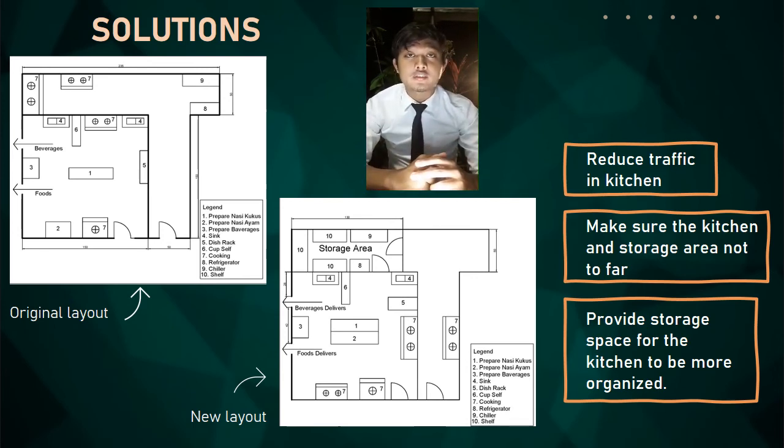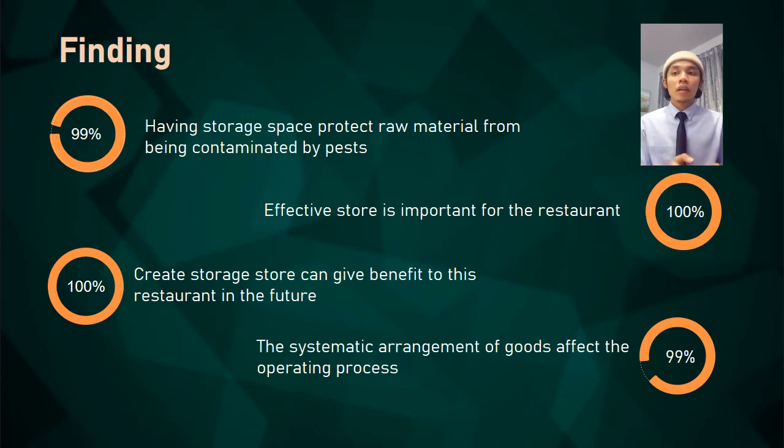Okay, that's all. Next is findings. 99% of respondents agree that having storage space protects raw material from being contaminated by pests such as cockroaches and rats. 100% agree an effective store is important for the restaurant in their daily operations, and 100% agree a proper storage store can give benefit to this restaurant in the future, and 99% agree the systematic arrangement of goods affects the operation process in their daily operation.